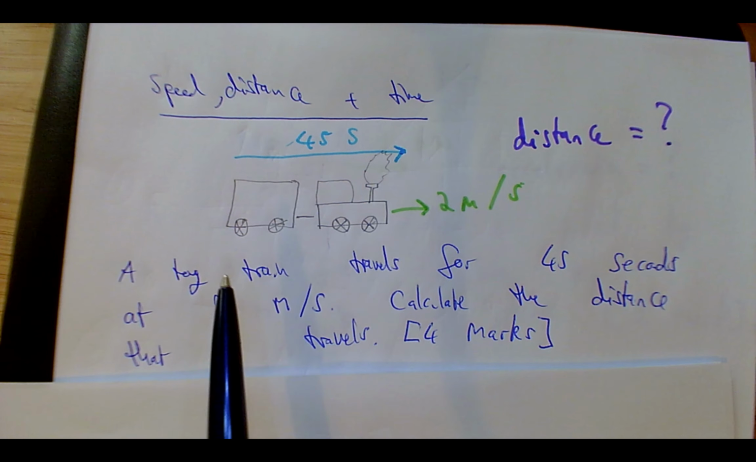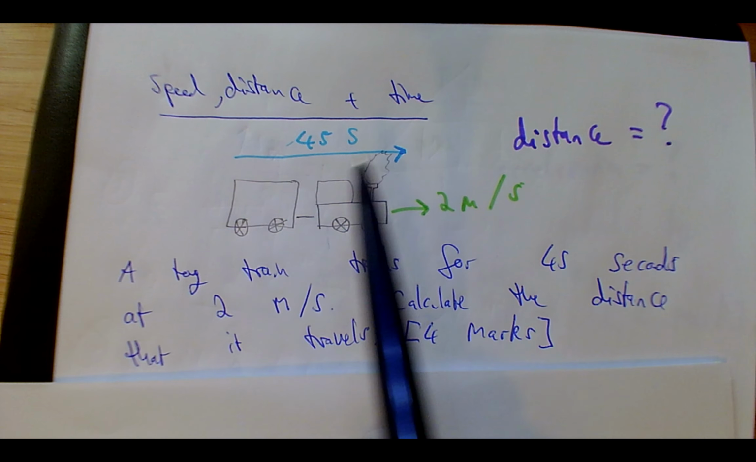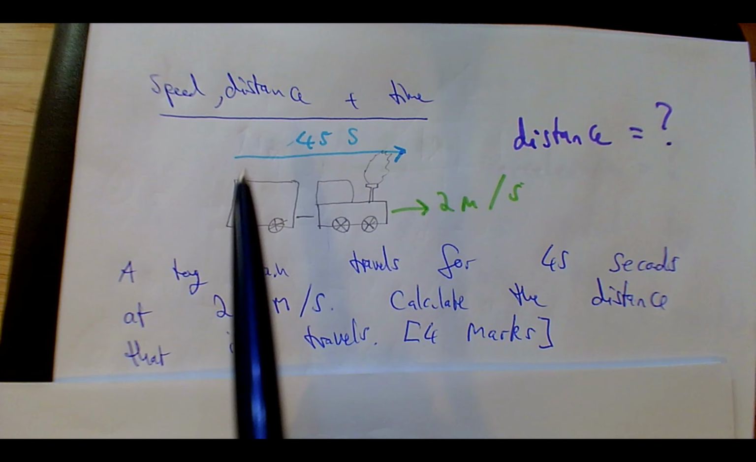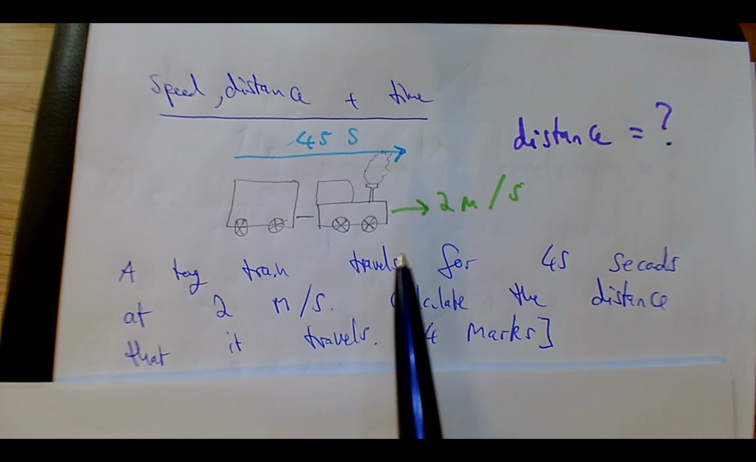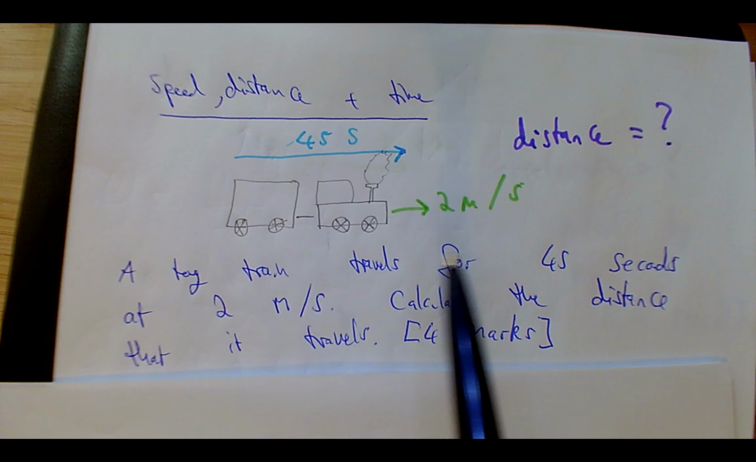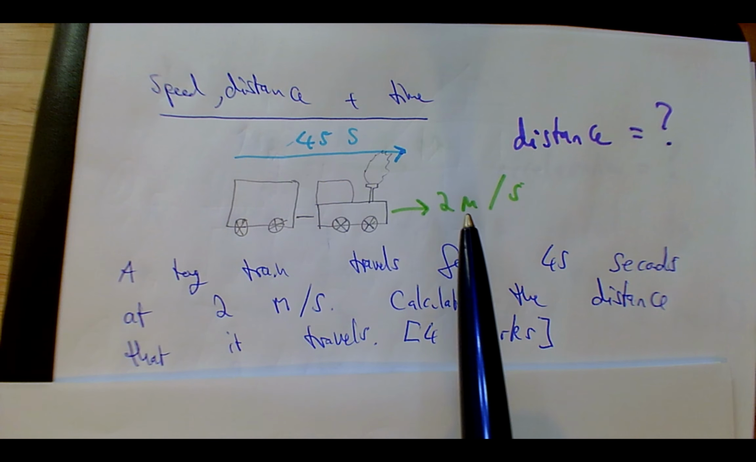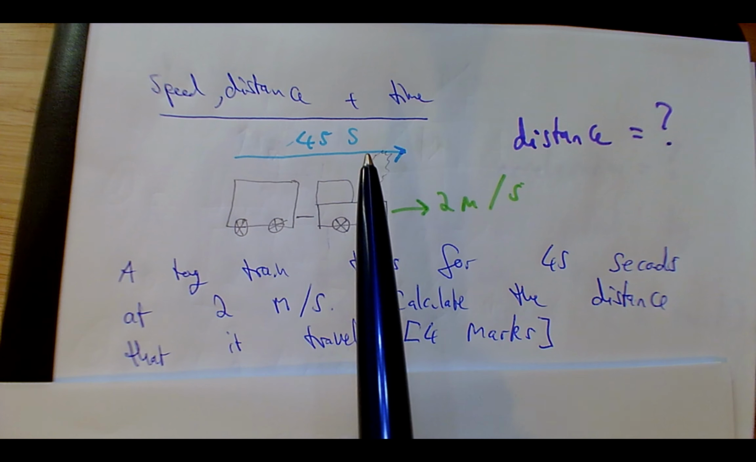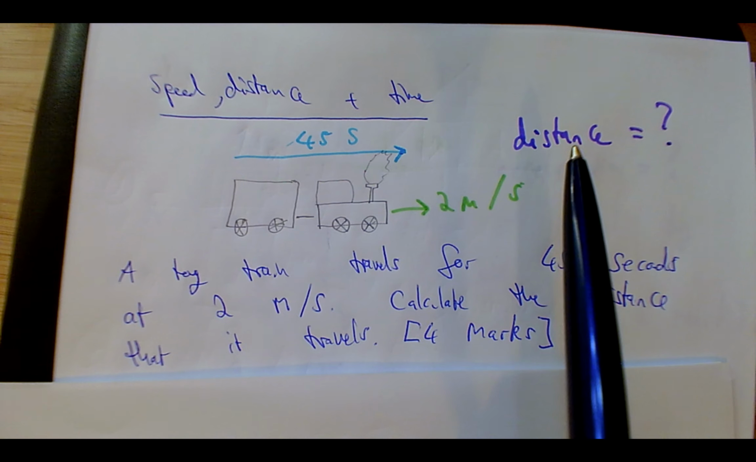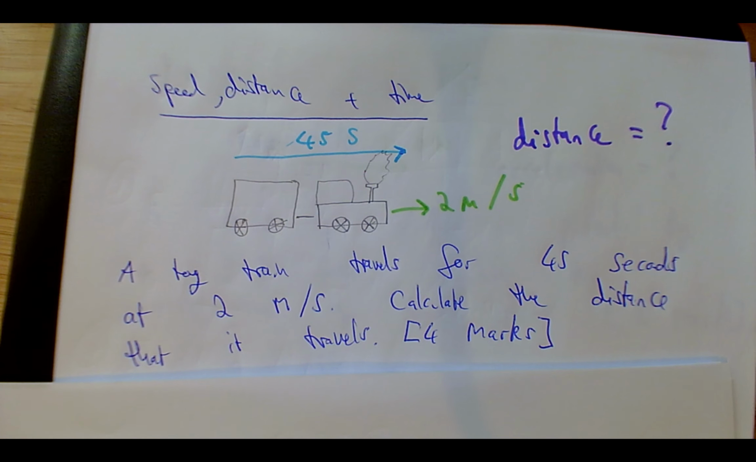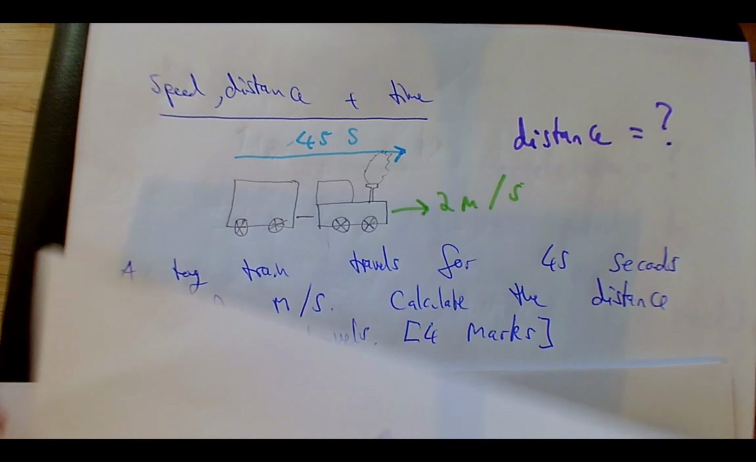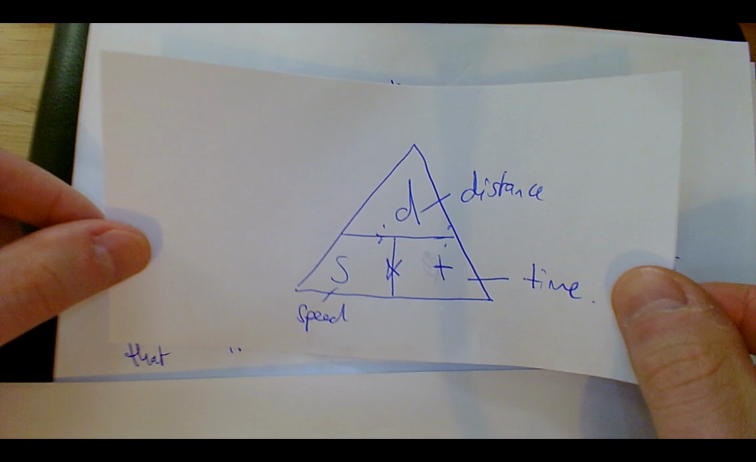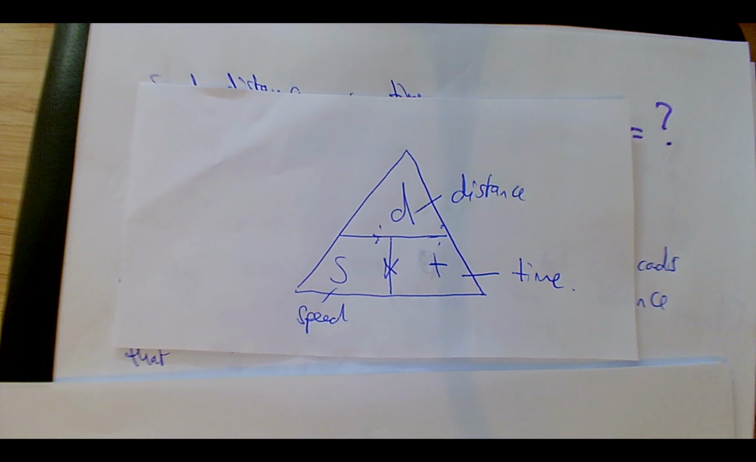I'm sure you've noticed already there is a diagram. When I get these worded questions, I like to create a diagram because it just makes things a bit clearer for me. So I've got this toy train, travelling at 2 meters per second, and it's travelled for 45 seconds, and we're after the distance. The whole point of this video once again is about rearranging formula triangles. So here is our formula triangle.